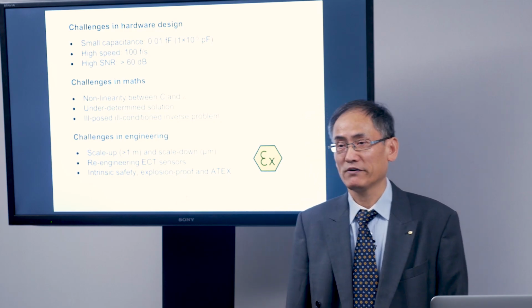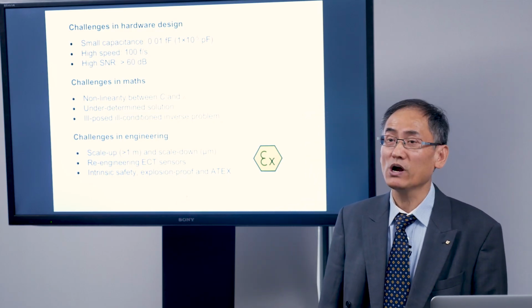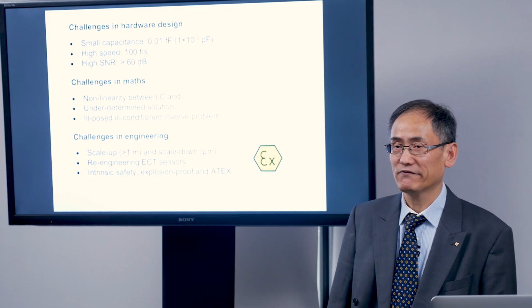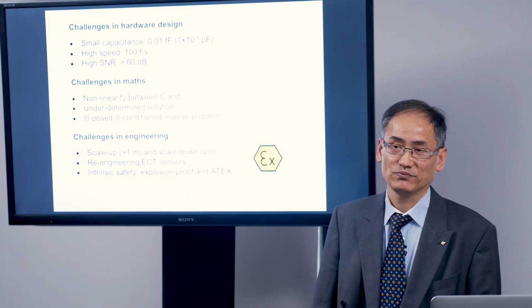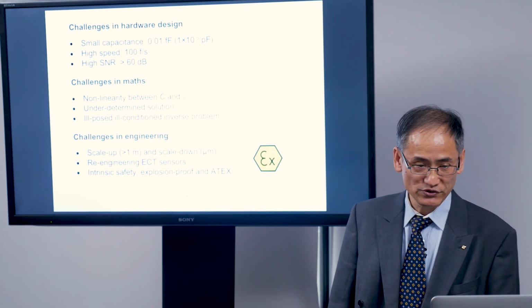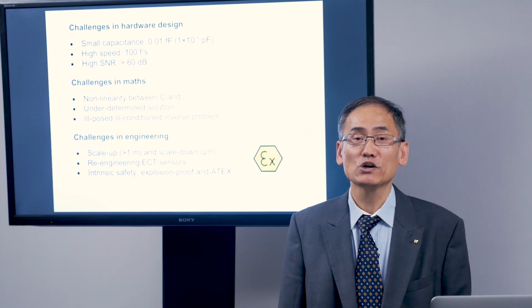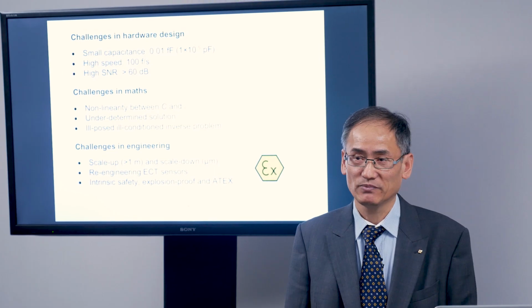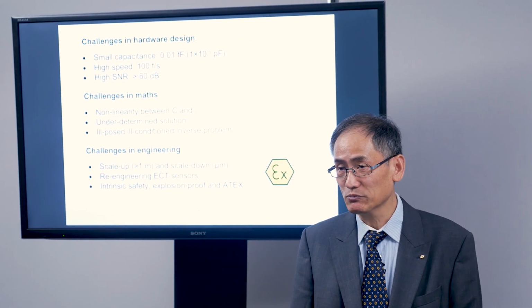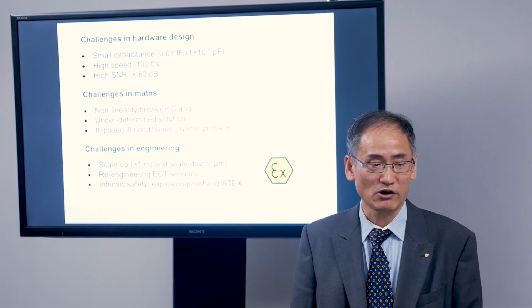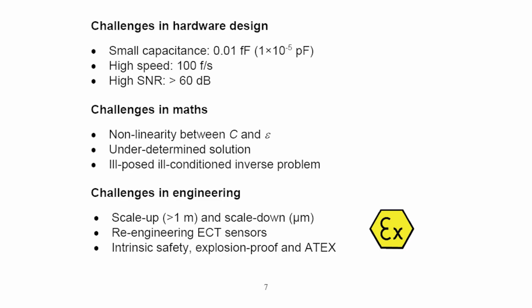To design a tomography system, like an ECT system, there are some challenges. In hardware, we have to measure very small capacitance down to 0.01 femtofarad. Normally, we use a picofarad as the smallest unit, but now we need the unit femtofarad, which is 1,000 times smaller than picofarad. We need the speed, and we need a high signal-to-noise ratio.